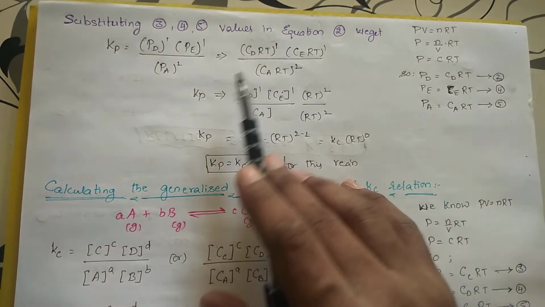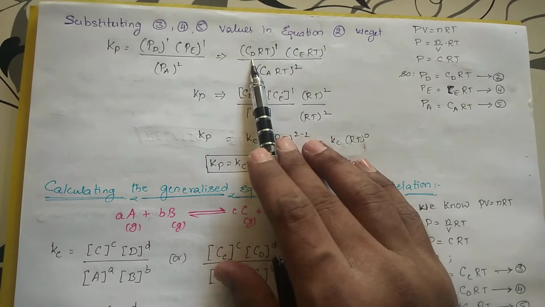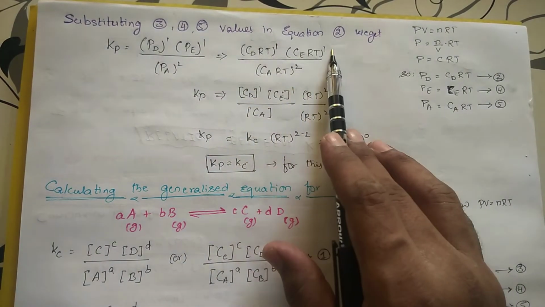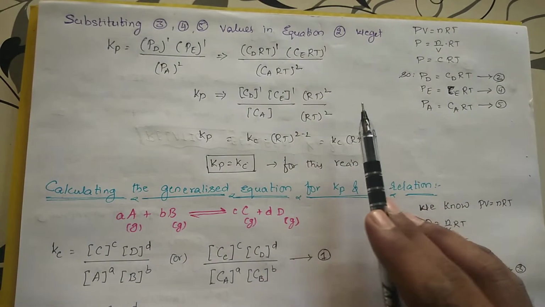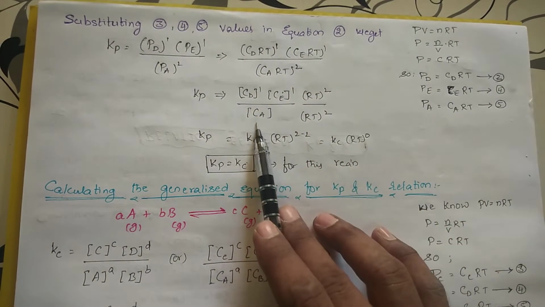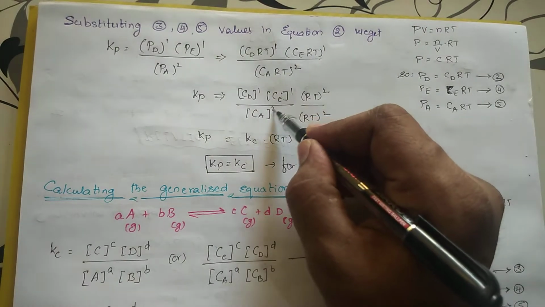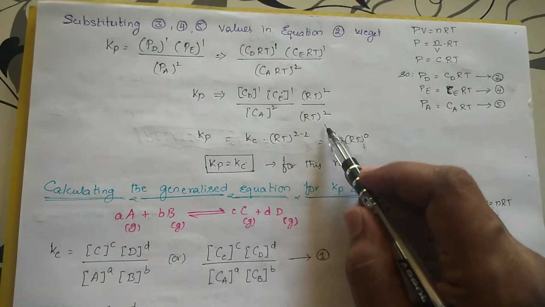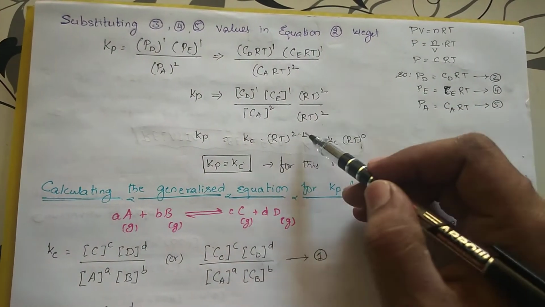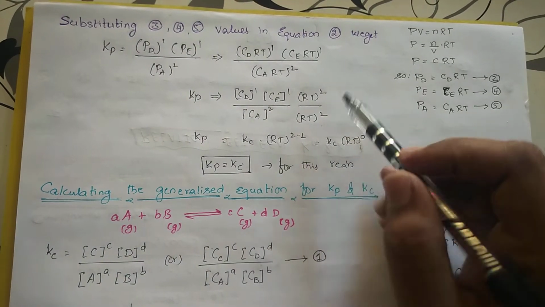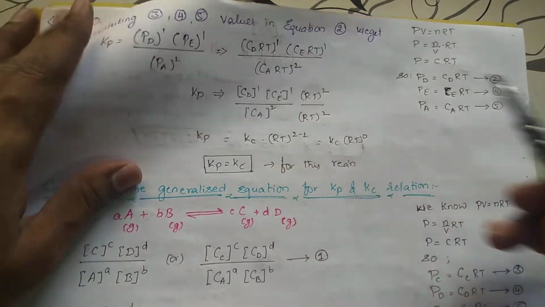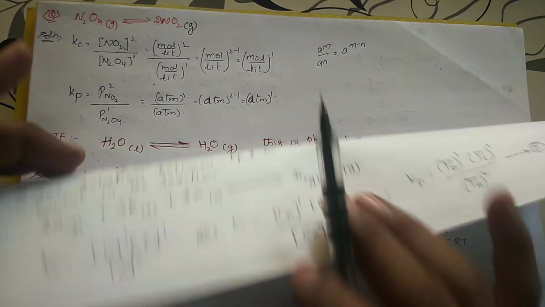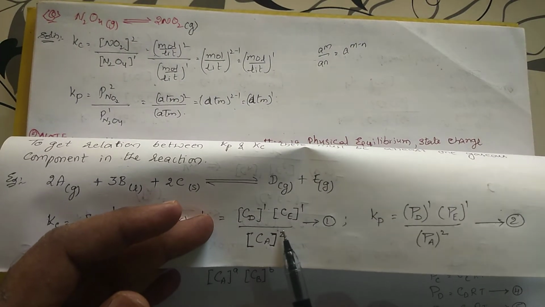So what happens if you separate all these things? CD whole power 1, CE whole power 1, RT power 1, RT power 1. So what it becomes? RT whole square. CA square, RT whole square. So what happens? RT whole square will be getting cancelled. So this thing, how is this? Same as this one, the first equation.